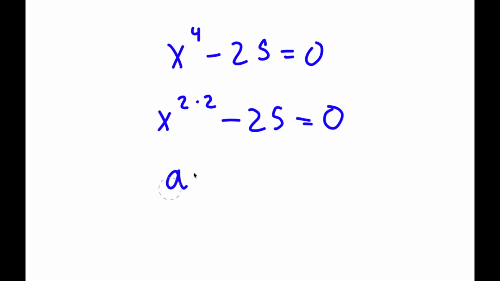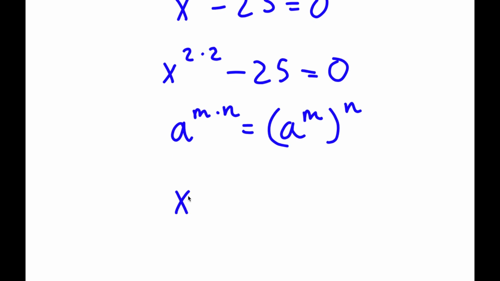Now, if I have something in the form a to the power of m times n, this is equal to a to the power of m to the power of n. So x to the power of 2 times 2 I can write as x to the power of 2 to the power of 2, and minus 25 I can write as 5 to the power of 2. So this is equal to 0.